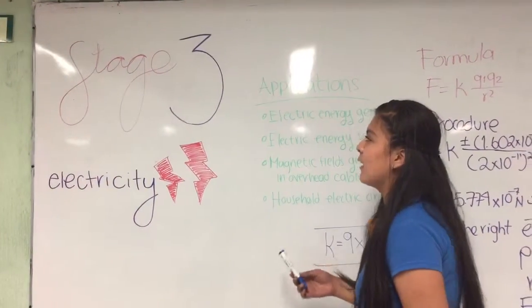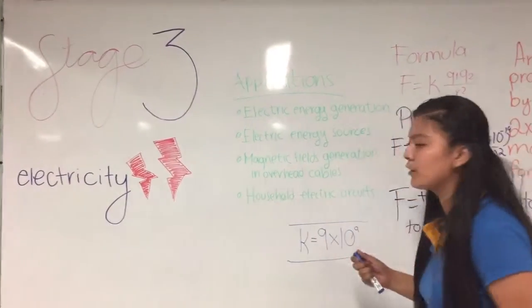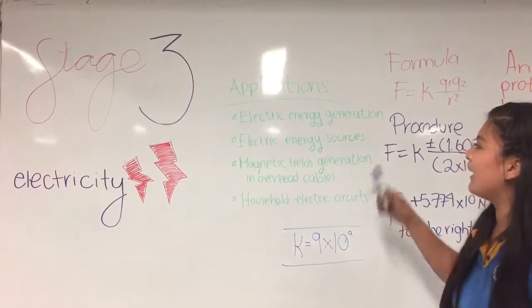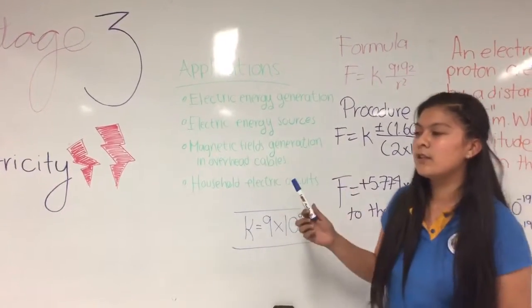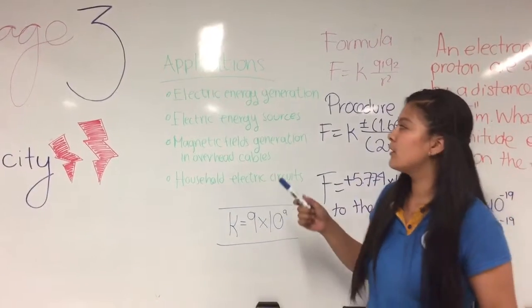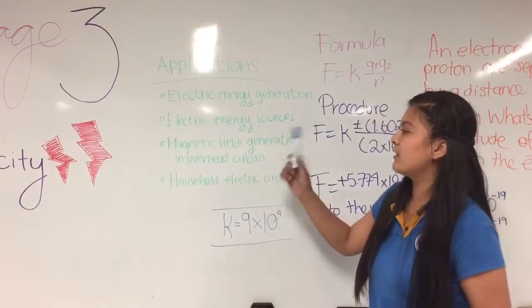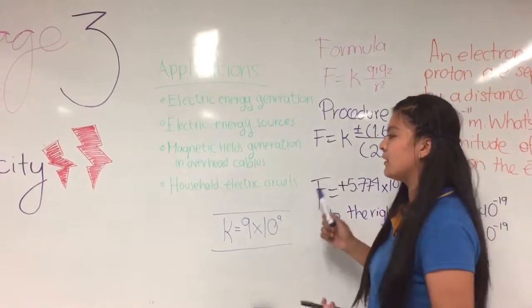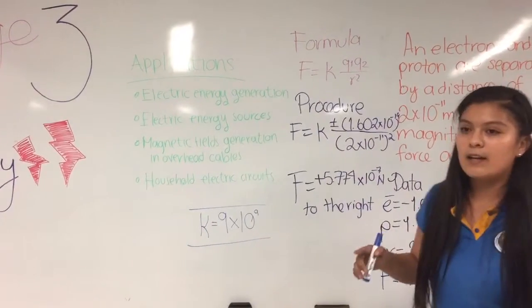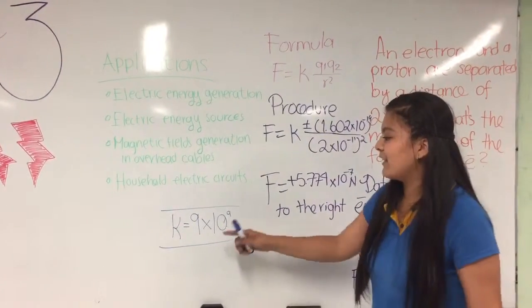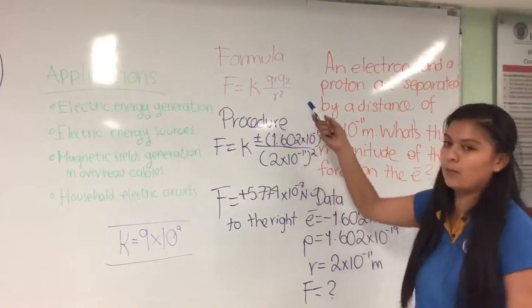I'm Susana Rodriguez and I'm going to talk about stage 3 that is called electricity. Some applications of the topic are electric energy generation, which leads to the electric energy sources such as fossil fuels as carbon, natural gas, and petroleum. Also, there are magnetic field generations in overhead cables and household electric circuits. So in this topic, you need to know this constant that is 9 times 10 to the 9 and this kind of formula.